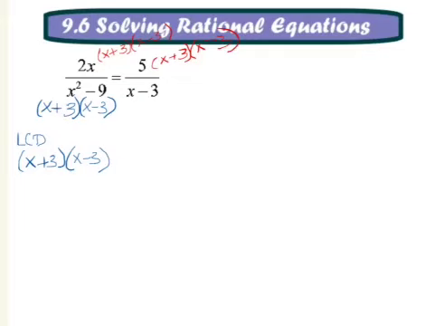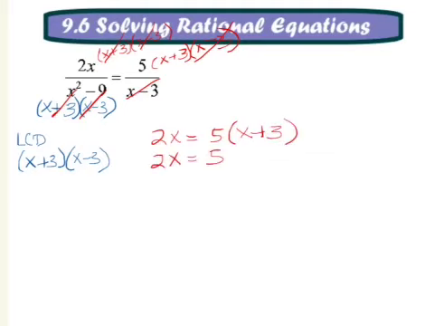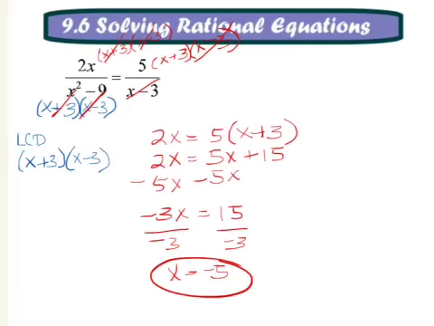And on the left side, this is nice, everything cancels. And on the right side, the x minus 3's will cancel. And it leaves me with the equation 2x equals 5 times the quantity x plus 3. Now I have a nice, easy equation to solve. I get the answer x is negative 5, which of course I will then go and check.